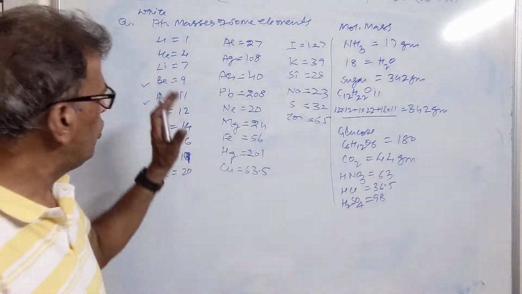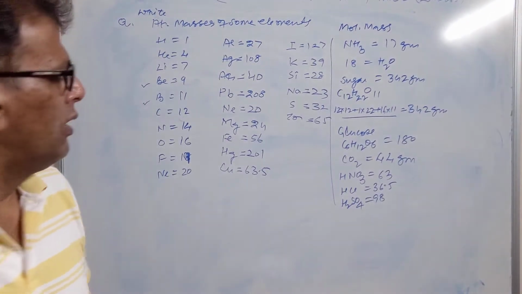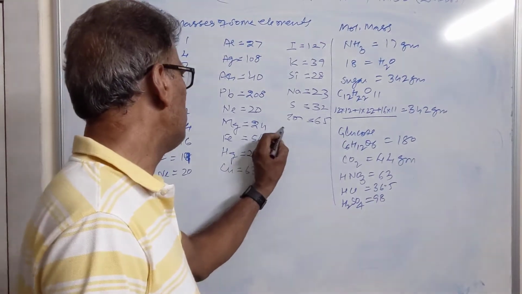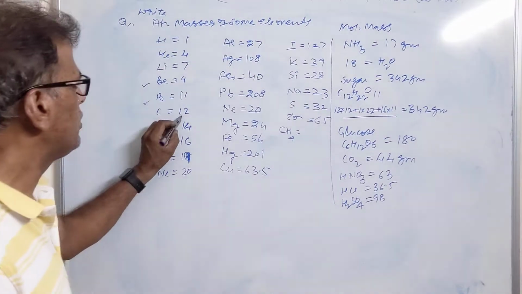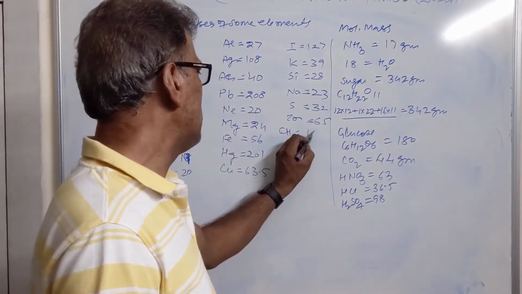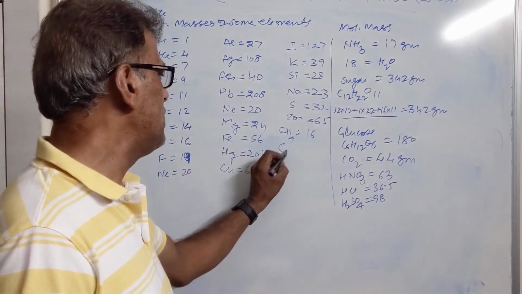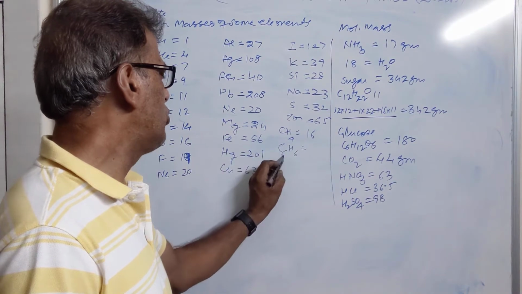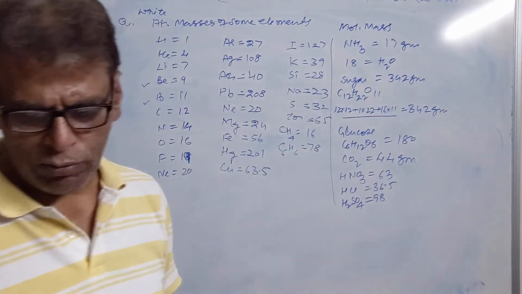If you know the atomic masses of various substances, you can easily calculate the molecular mass of a substance. For example, we have CH4. You know the atomic mass of carbon is 12, hydrogen is 1, multiplied by 4. So 12 plus 4, 16 will be the molecular mass of methane. Similarly, for benzene, C6H6, it is 12 into 6, that is 72, plus 6, 78 will be the mass of benzene.